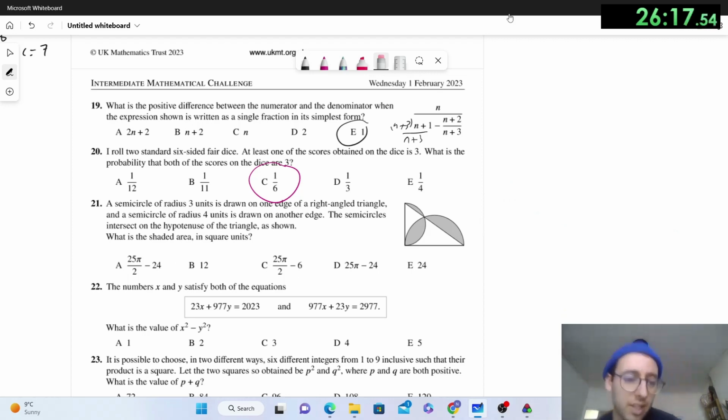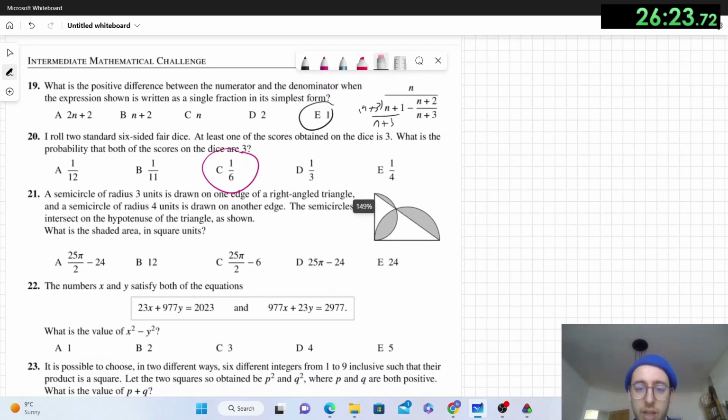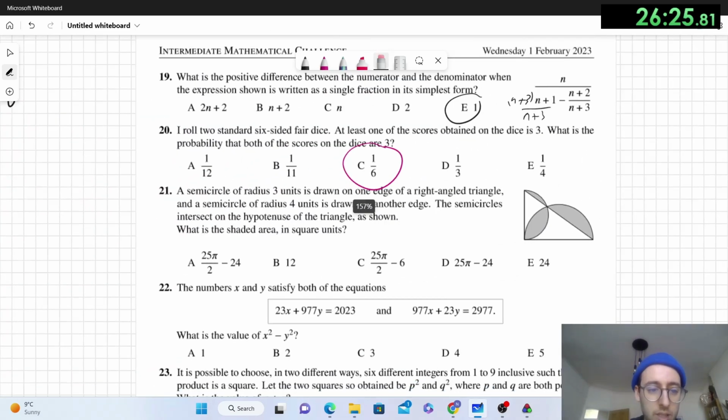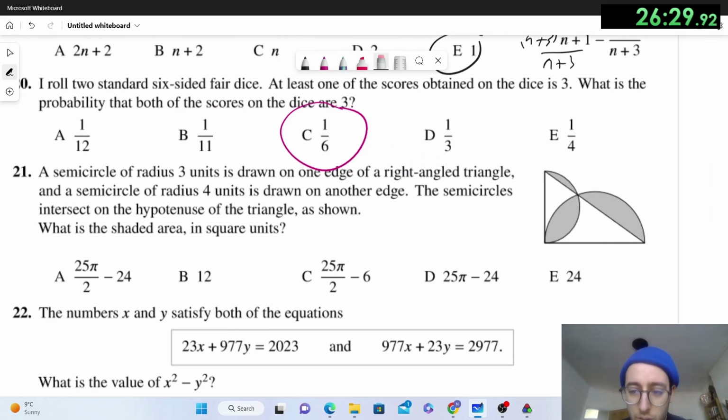21. A semicircle of radius 3 units is drawn on one edge of a right angle triangle. A semicircle of radius 4 is drawn on the other edge. Okay, we're going to be zooming in. Semicircle of radius 3 units. That's this one. So if the whole thing's 3, this length is 6. And this one is 8, which means the hypotenuse, because of my Pythagoras, is 10.